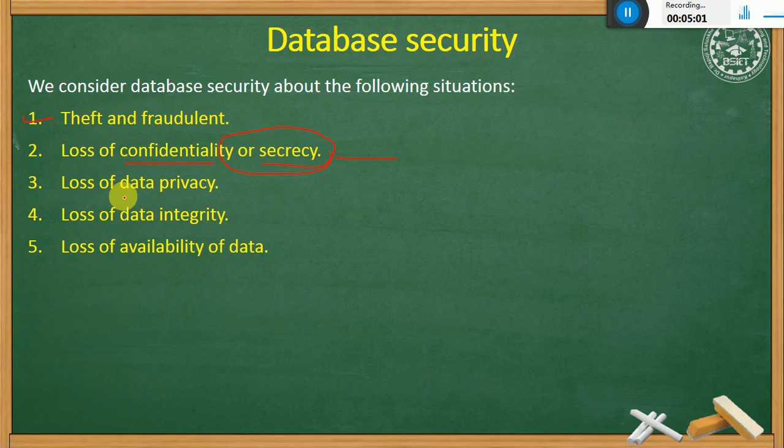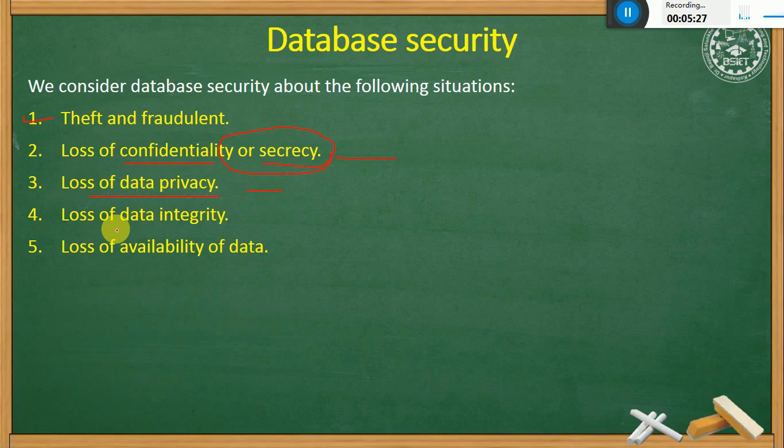Third, loss of privacy. Some private information can be lost. For the database of a hospital, if that patient data is available to everybody, then the privacy of that patient can be lost. Nowadays in social media this problem arises, data privacy.